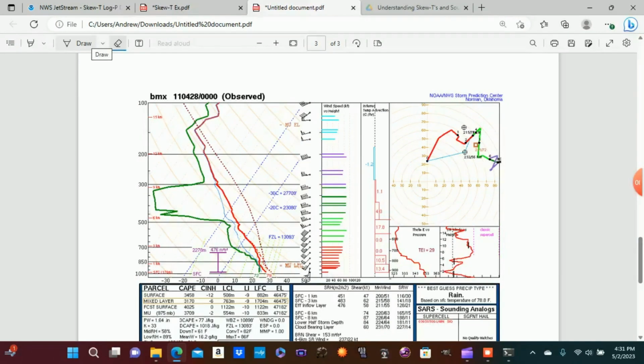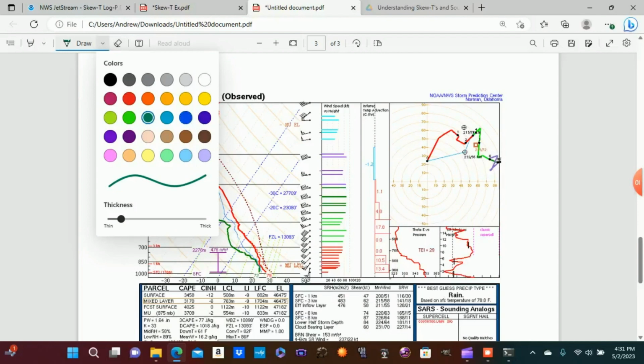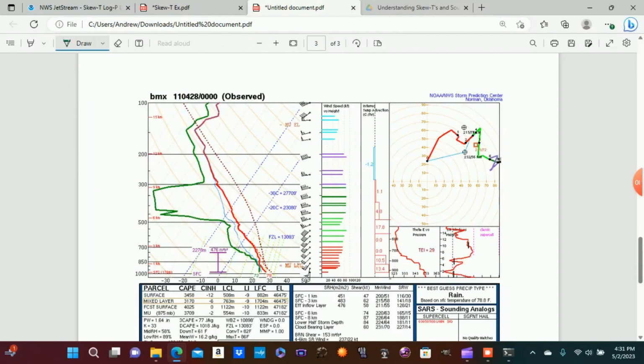So the first thing I'll point out here in green, this is going to be a deep moist layer where the red and green lines are close together. So this is red, of course, is the environmental temperature, green is the dew point. And so the closer these lines are together, the more moisture there is in the atmosphere. And so this moist layer extends up to around 2 kilometers. And this is a pretty deep moist layer from the evening of the 27th.